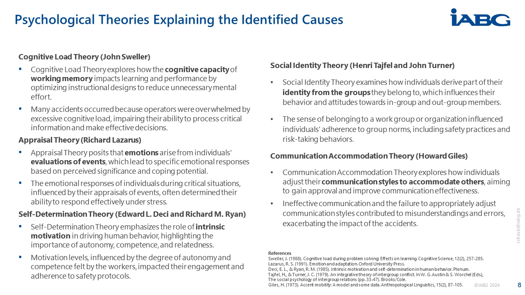Social identity theory by Henri Tajfel and John Turner. Social identity theory explores how individuals derive part of their identity from the groups to which they belong. This group membership influences their behavior and attitudes towards both in-group and out-group members. In a workplace setting, the sense of belonging to a work group or organization can significantly influence individuals' adherence to group norms, including safety practices and risk-taking behaviors.